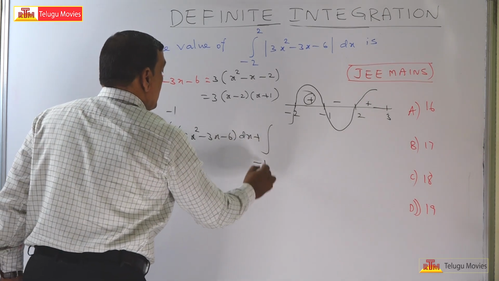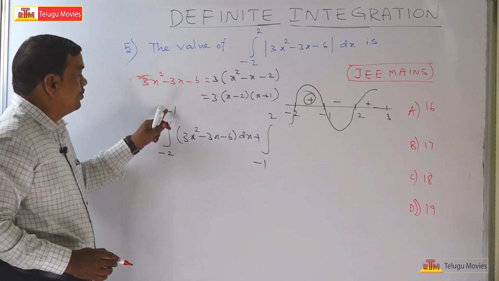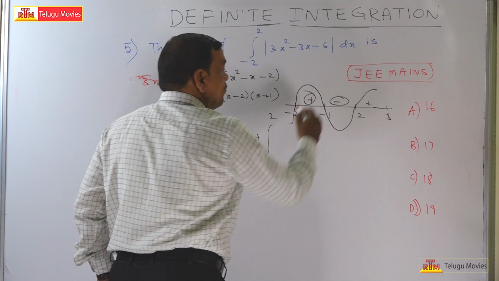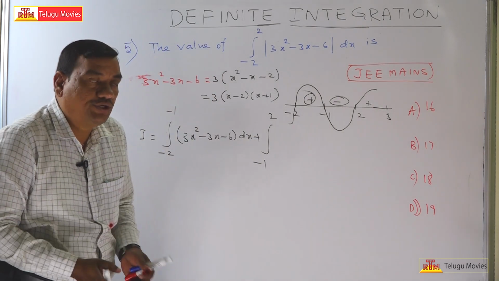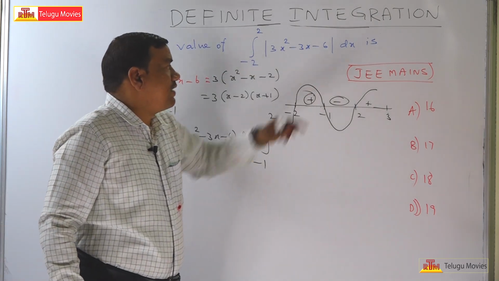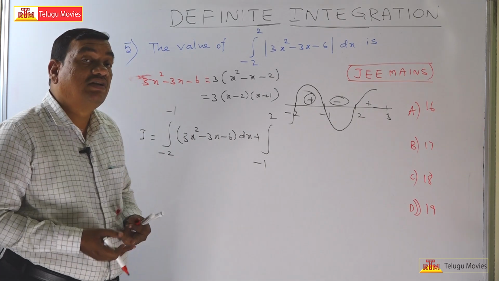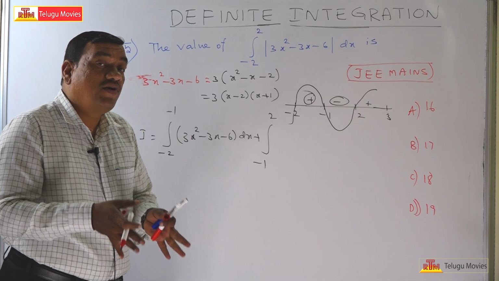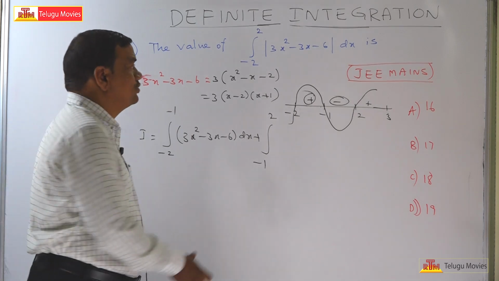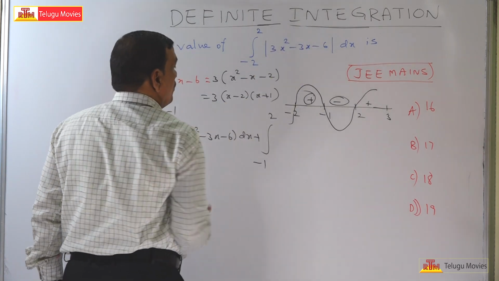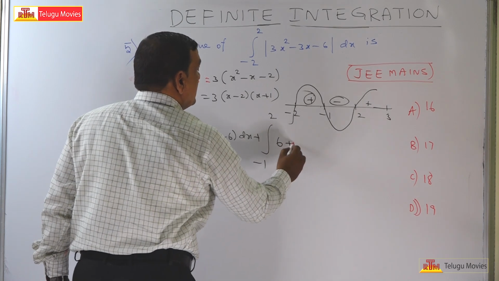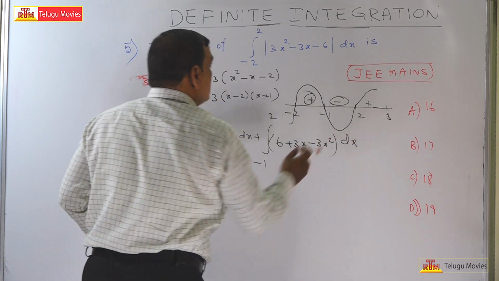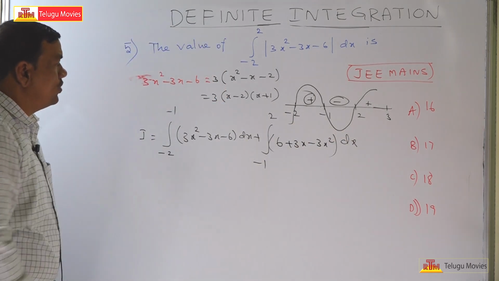Plus again, minus 1 to 2. Minus 2 to minus 1 and minus 1 to 2. From minus 1 to 2, what will be the sign scheme? Negative. That means this 3x square minus 3x minus 6 is less than 0. Less than 0 means what? Modulus of x is equal to minus x. So that is how to take the minus of this quantity. That means the integral of 6 plus 3x minus 3x square dx. That's all. Very nice. Now you calculate.